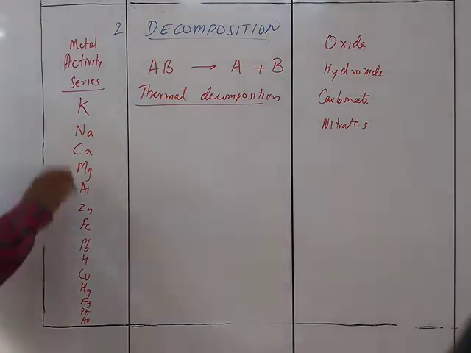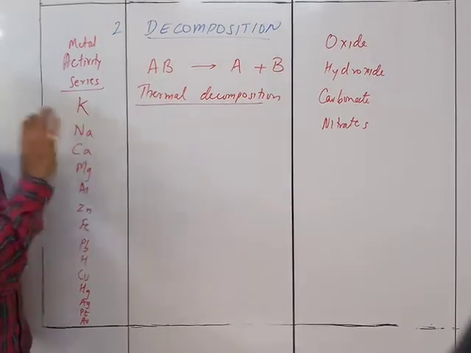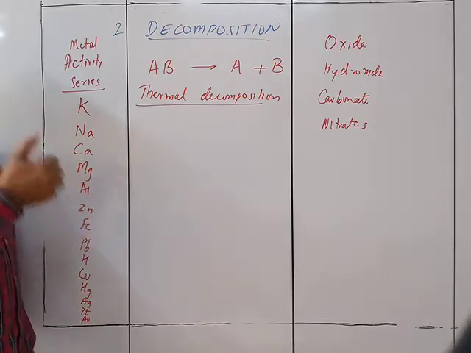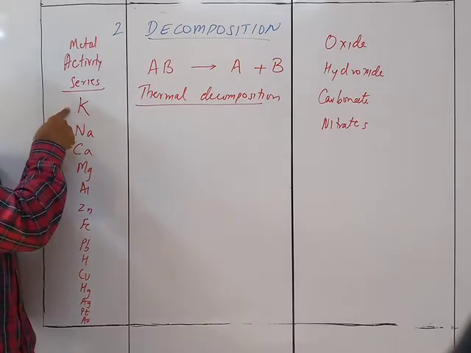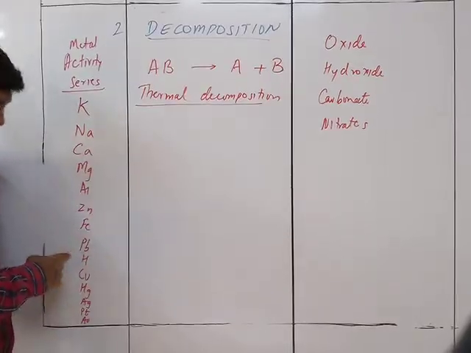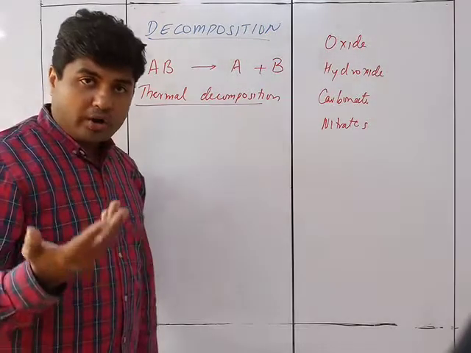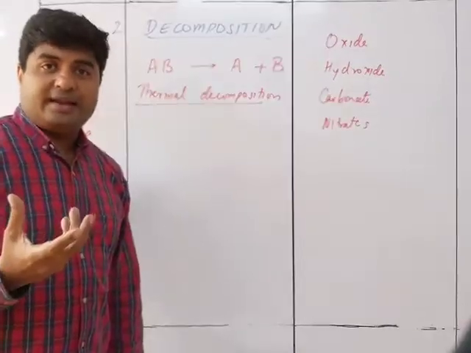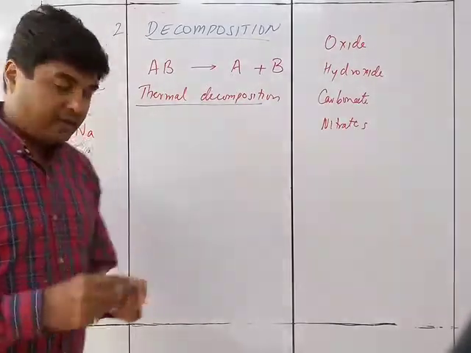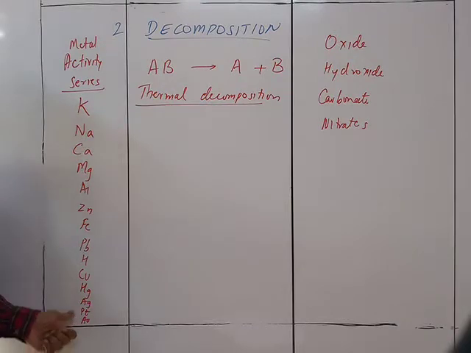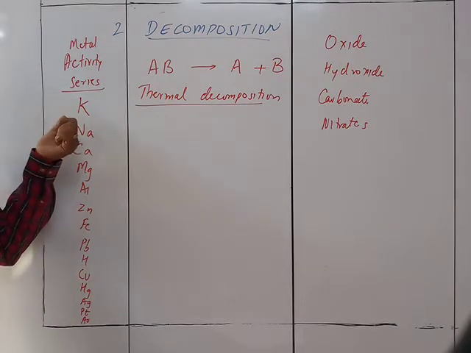That means potassium is the one which is highly reactive, the strongest. Hydrogen over here is a weaker one. Platinum and gold are the weakest, almost non-reacting. And that is why jewelry is made of platinum and gold, because platinum and gold will not react, so they remain in pure form. That's why platinum and gold are last, potassium and sodium first.